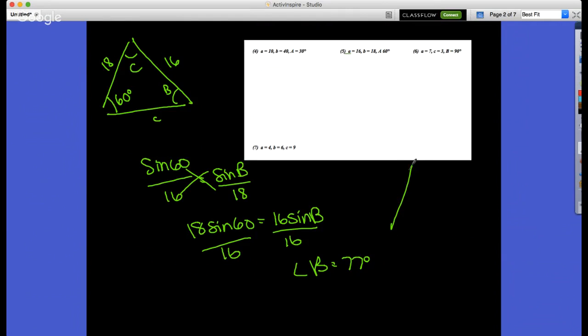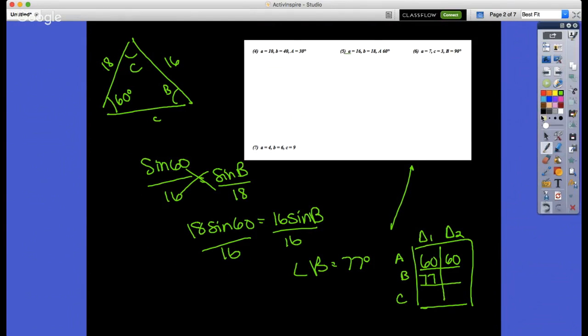Okay. So now, as I create my chart, right? Because of the fact that I could have 1, 2, or 0 triangles, we're going to label this triangle 1 and possibly triangle 2. Now, since I have an angle for angle B for the first one, I'm going to plug 77 in for this one. And 60 is going to be plugged in for both. Remember, it's plugged in for both because it's given, right?